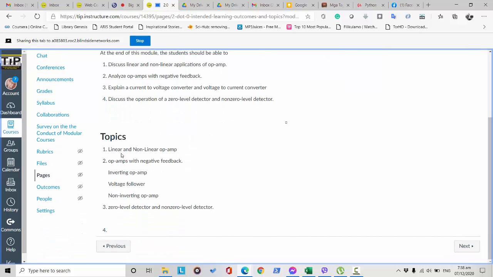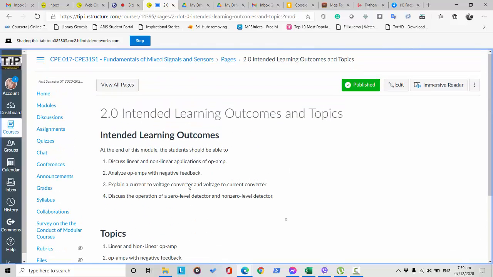So we'll discuss linear and nonlinear operational amplifiers, and then operational amplifiers with negative feedback, inverting operational amplifiers, and then voltage follower, non-inverting operational amplifiers, zero level detector and non-zero level detector. We'll also discuss the Schmitt trigger. Okay, so those are the topics that we'll cover.